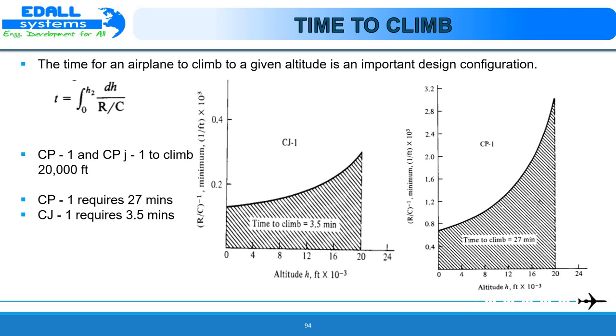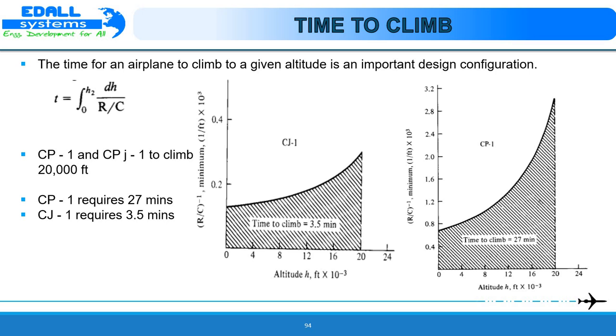The rate of climb was defined in a previous session as the vertical velocity of the aeroplane. Velocity is simply the time rate of change of distance. The distance here being the altitude h, hence rate of climb equals dh by dt. Therefore, dt equals dh by R/C. dt is the small increment in time required to climb a small increment dh in altitude. The time to climb from one altitude h1 to another altitude h2 is obtained by integrating this. So t equals the integral from h1 to h2 of dh by R/C.